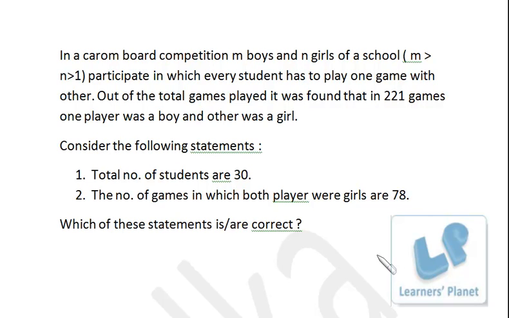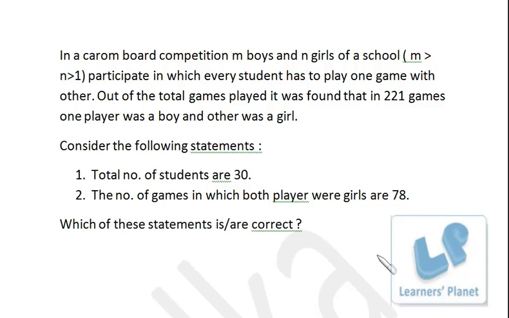One more challenging problem we have. In a carom board competition, M boys and N girls of a school, where M is greater than N is greater than 1, participate, in which every student has to play one game with the other. Out of the total games played, it was found that in 221 games, one player was a boy and the other was a girl. Consider the following statements, and we have to check the validity of these statements, whether one or two is correct or not. How many of them are correct, or maybe nothing is correct.